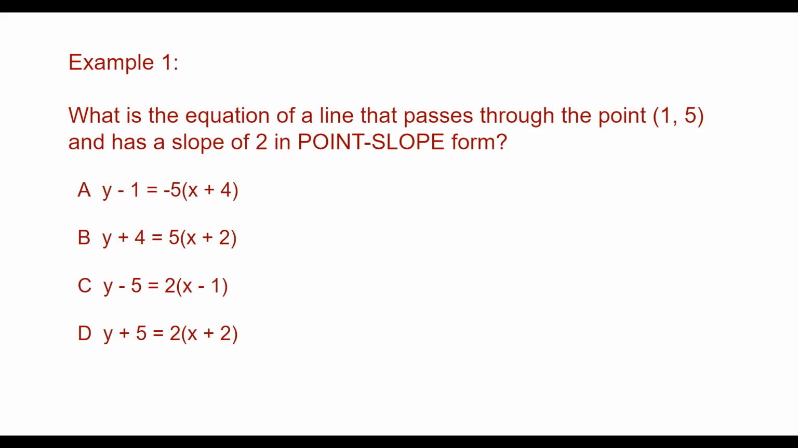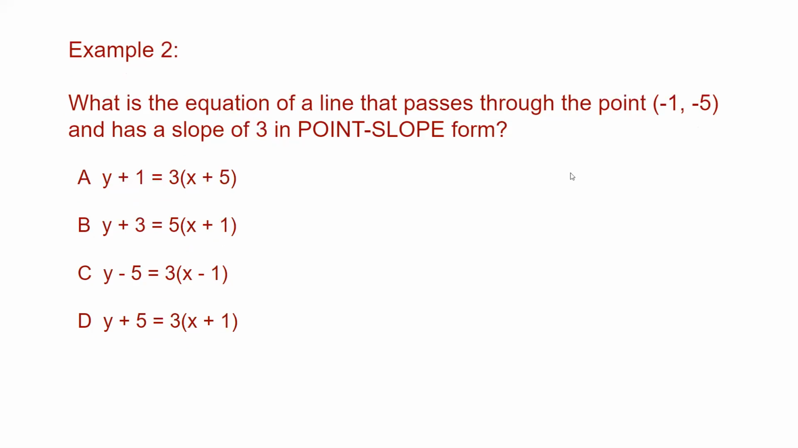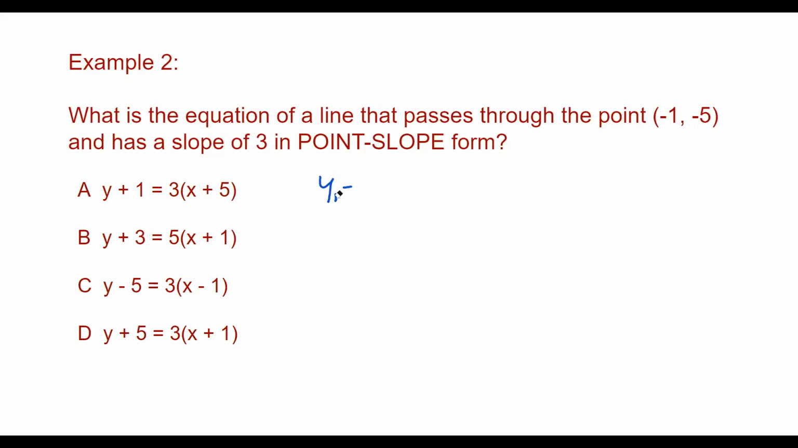Let's take a look at the second problem. The equation passes through the point (-1, -5), and it has a slope of 3. I'm going to write this again. Y minus Y1 equals M times X minus X1. This is X1, this is Y1, and this is our slope. And we're ready to go.